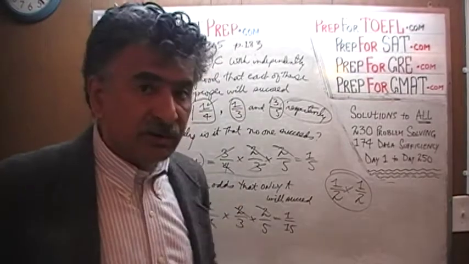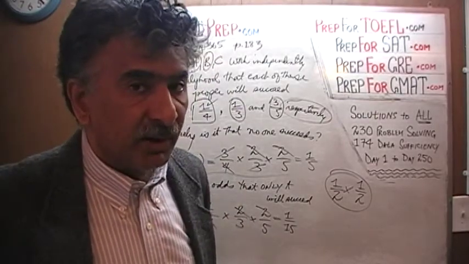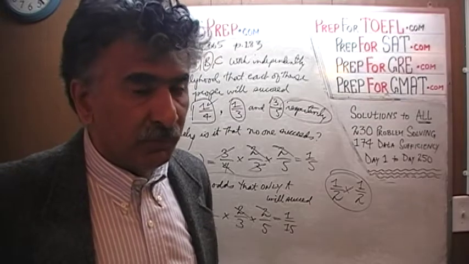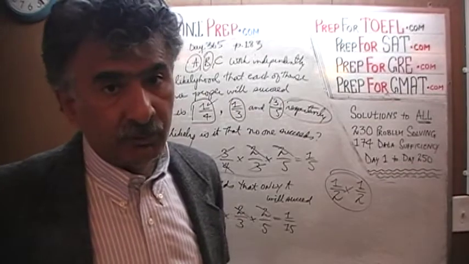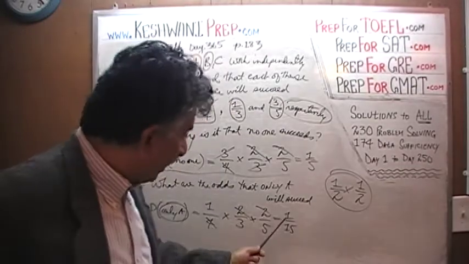I have another guy who has a 33% chance of being successful at this problem. What are the odds that those two people will fail, but the guy who has only 25% chance will actually figure out the solution? That's not very likely. It's only 1 out of 15.